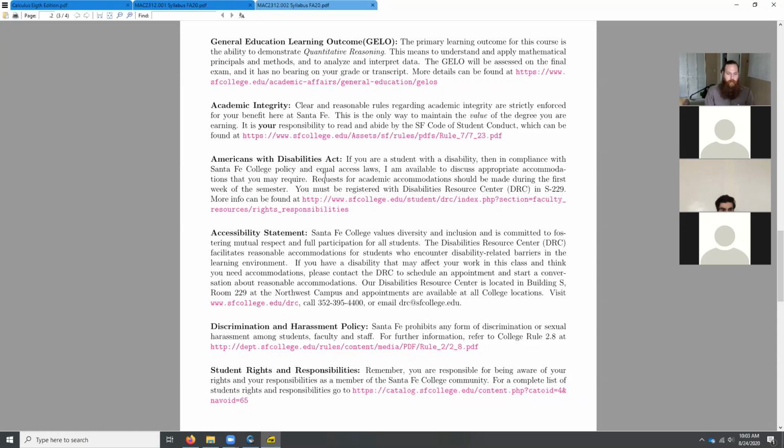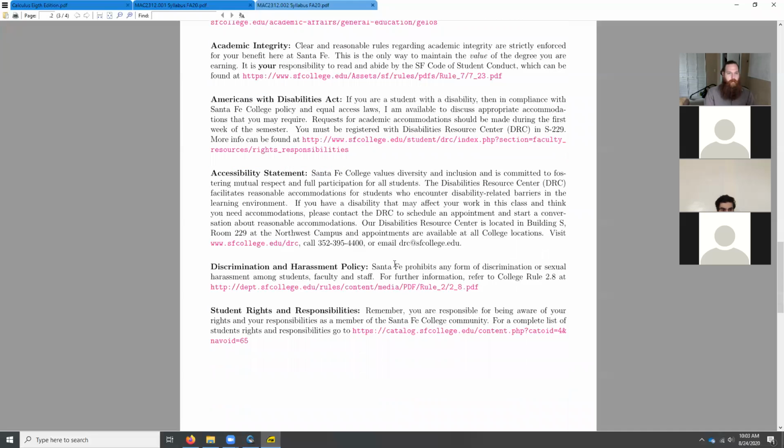For example, if you are entitled to a longer test time or a special test environment, we need to decide whether you want to do that through HonorLock or through Zoom with the DRC. That's your choice. So even if we already have a testing contract submitted or established, please send me an email or a Canvas message so we can talk through that stuff. Accessibility, same sort of thing.